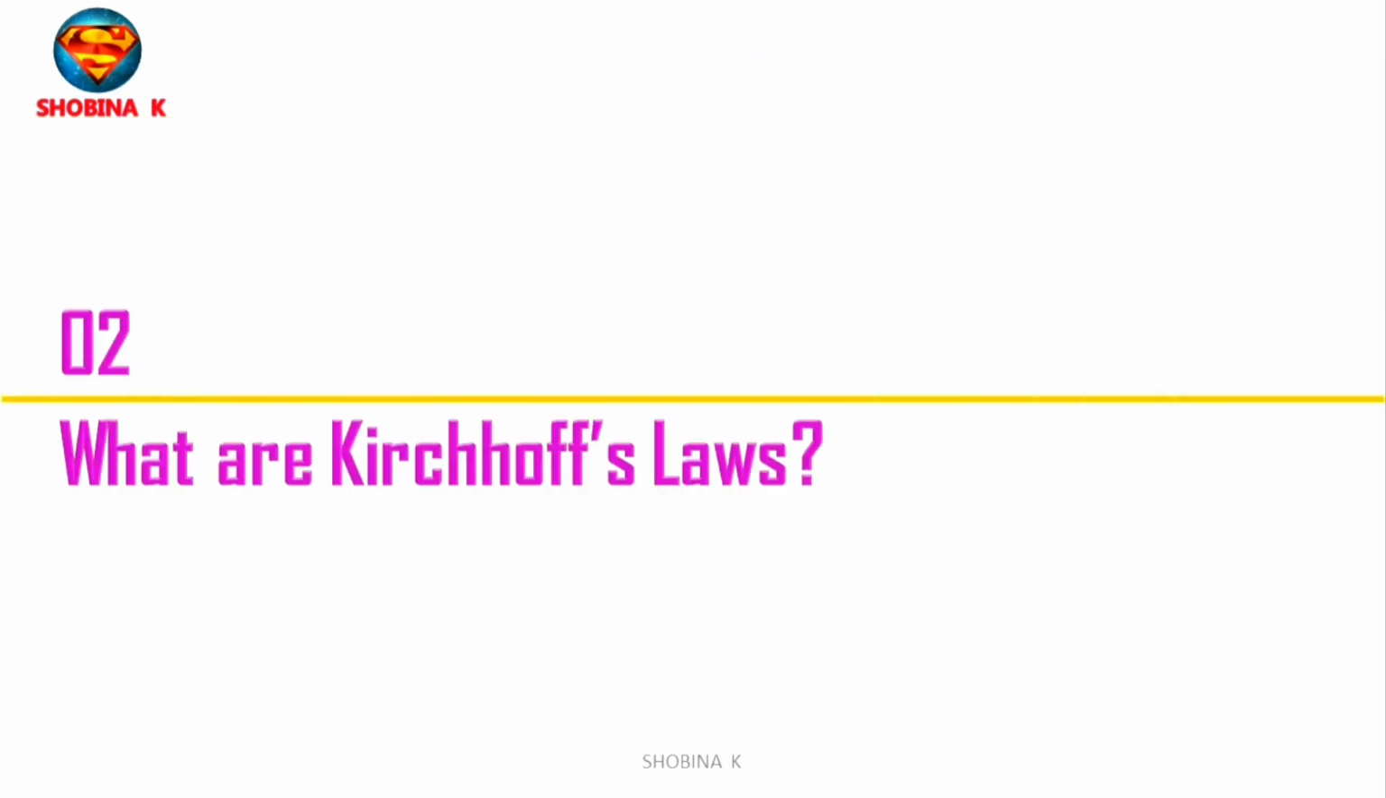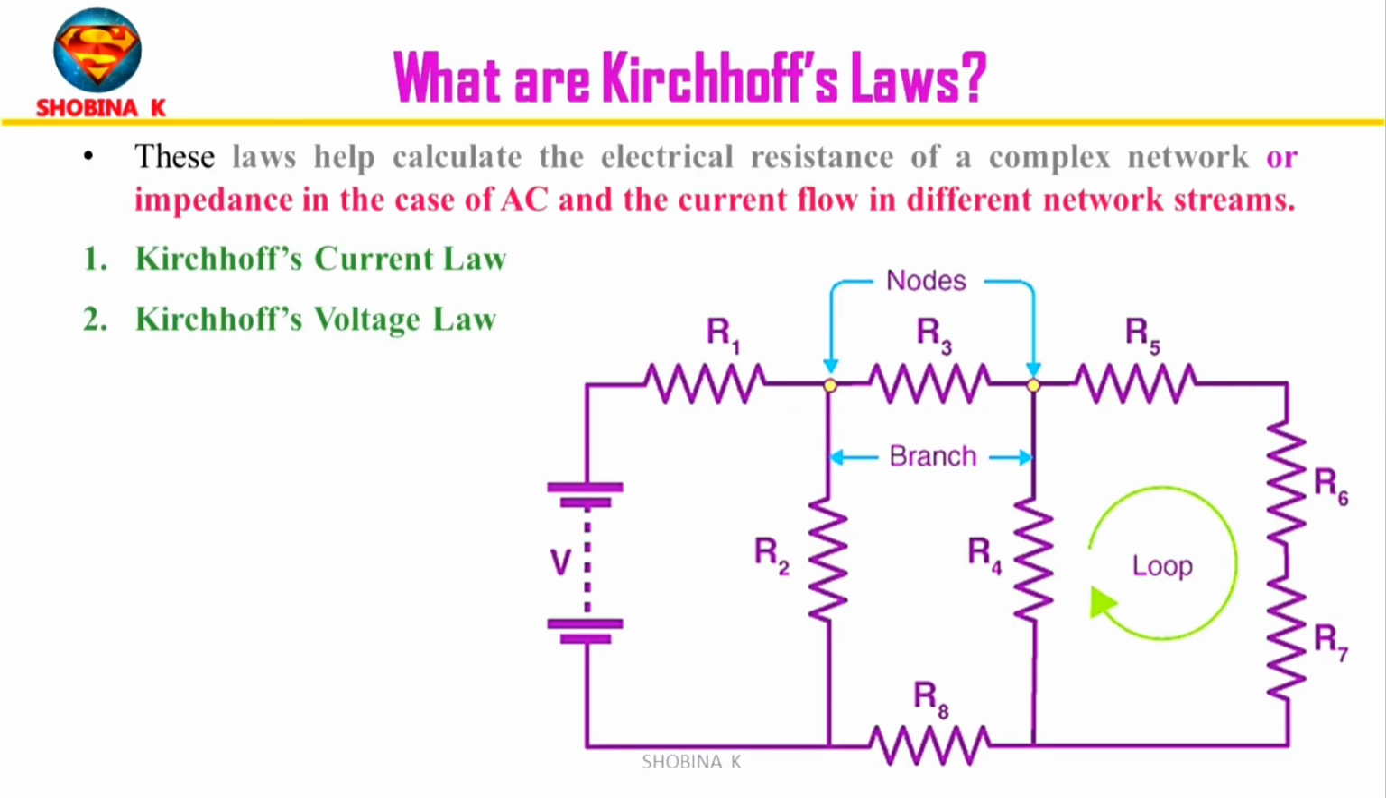Now let's see what Kirchhoff's laws are. In 1845, a German physicist, Gustav Kirchhoff, developed a pair of laws that deal with conservation of current and energy within electrical circuits. These two laws are commonly known as Kirchhoff's voltage and current law. And these laws help to calculate the electrical resistance of a complex network, or impedance in case of AC, and the current flow in different network streams. Now let us look at what these laws state.